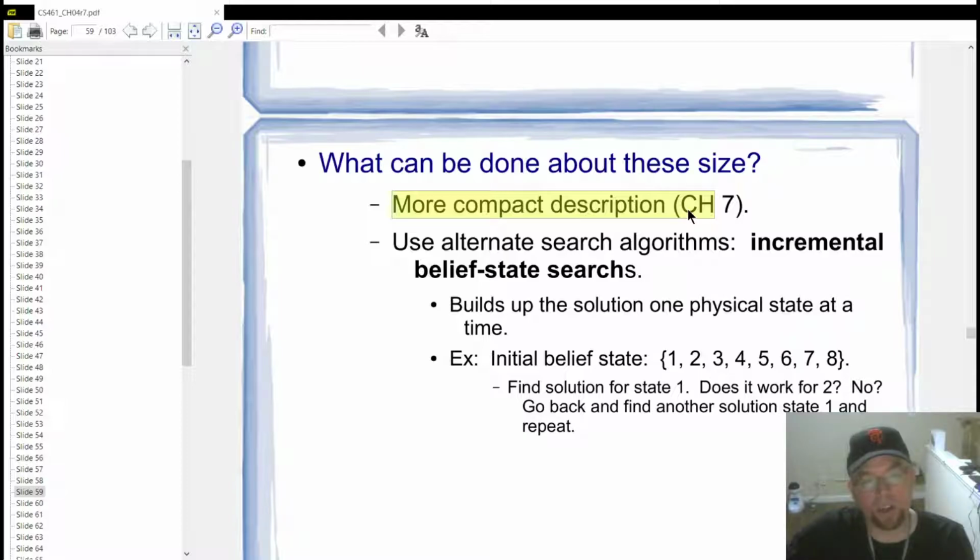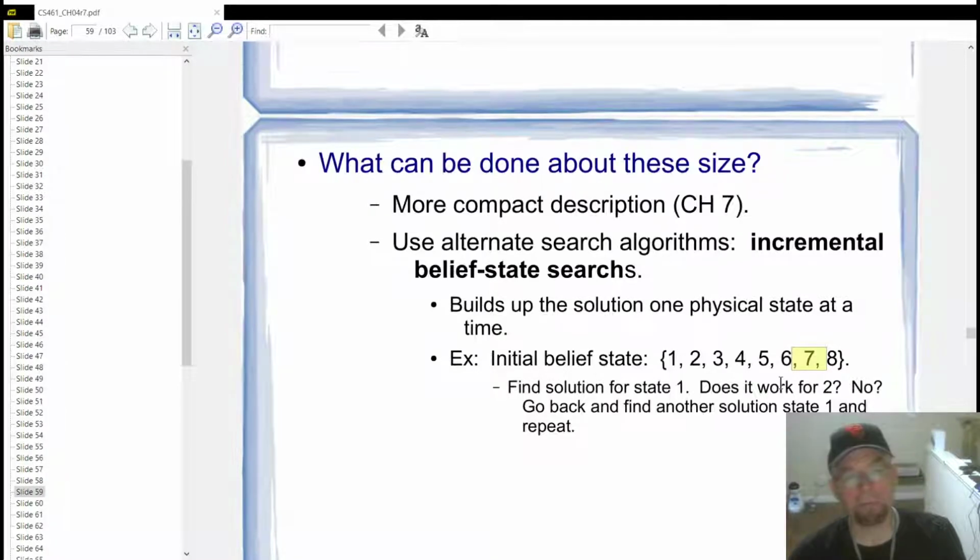As a compromise, you might build up the solution one physical state at a time. You find a solution for state 1, starting off from state 1. Does it work for state 2? Yes? Okay, cool. Then see if it also works for the initial state of state 3, because you would play out all the actions. But if it doesn't, then go back and find another solution for state 1. So you're basically saying, I got a solution for state 1. Does it work for state 2? No. Okay, let me see if I can find a different solution for state 1. You do this one at a time until you've got a solution that's guaranteed to work for all 8 initial states.